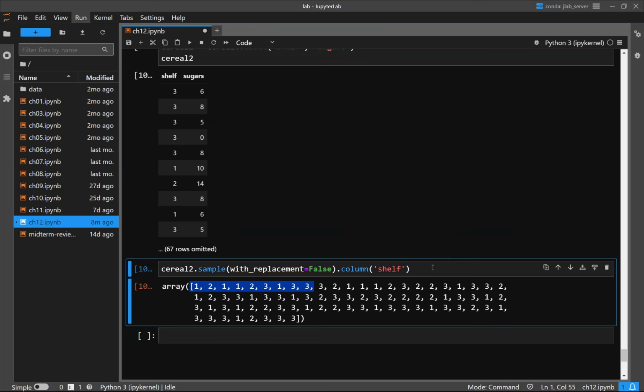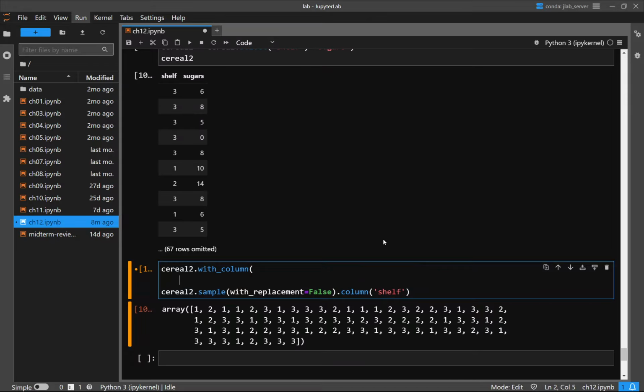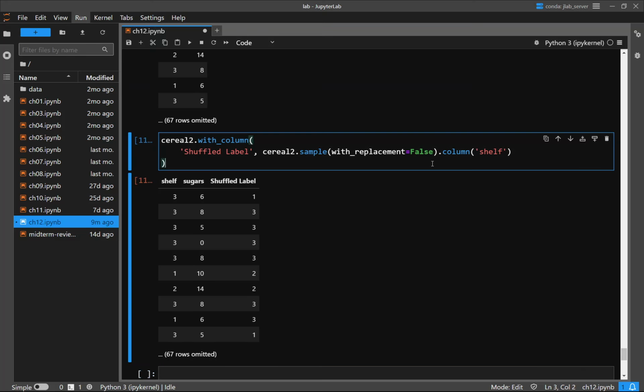And then I want to tack these back onto the original table. So I'll call this serial 2 with column, and I'm going to call it shuffled label like we've been doing, but of course you can call it anything. And you put that there. So there it is, right? Now I've got a new shelf for these serials. We're randomly picking new ones, and this is the way we're doing it with this permutation test.